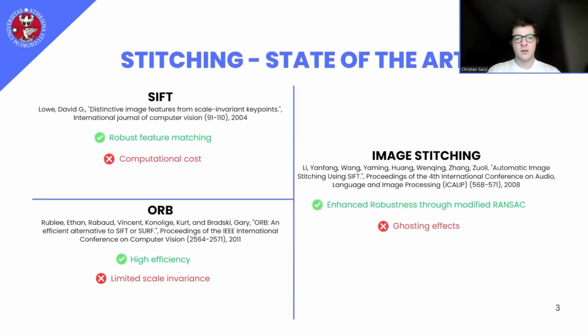For the state-of-the-art of stitching, there are different approaches that can be used for feature extraction, including SIFT and ORB. After some tests, we ended up choosing SIFT because despite it being computationally costly, it allows us to obtain a more robust feature extraction. Moreover, to improve the overall result, we follow the pipeline explained in this paper, where RANSAC is used to optimize the feature matching.